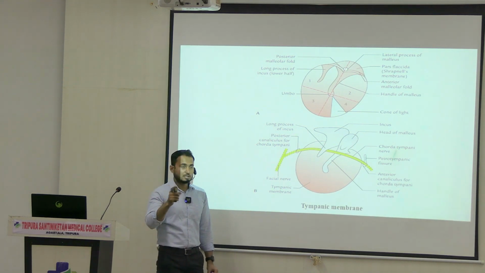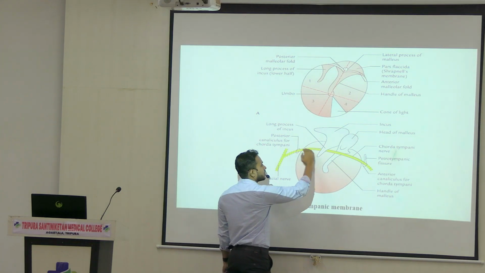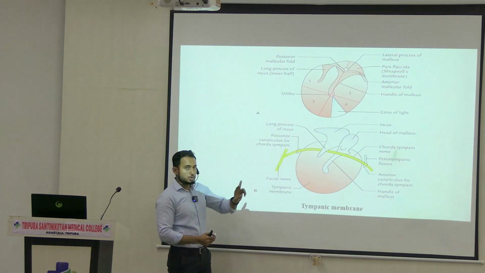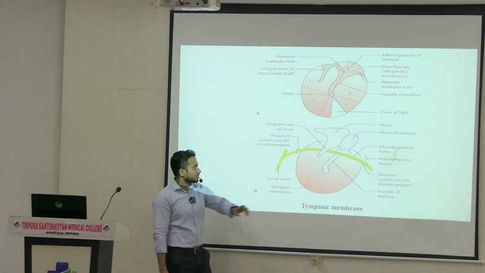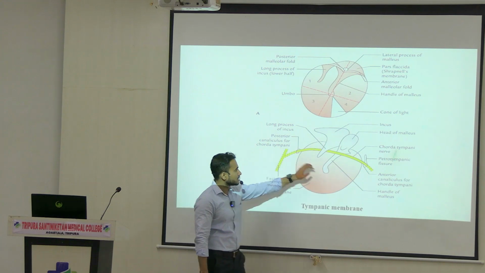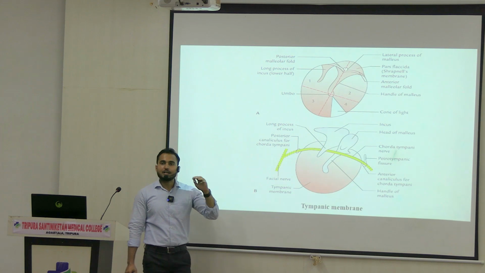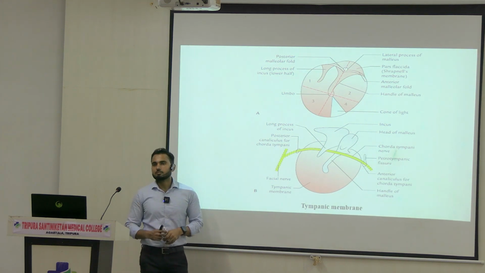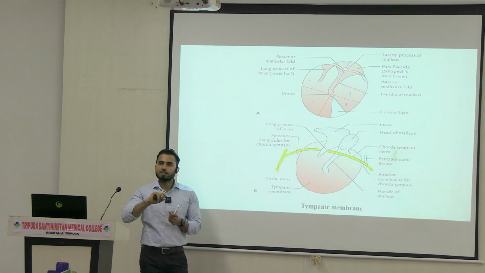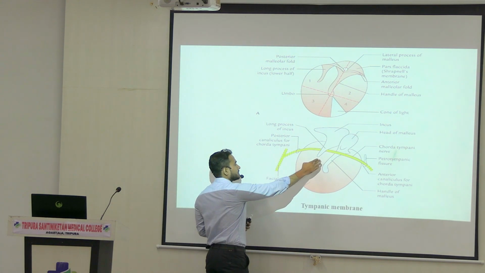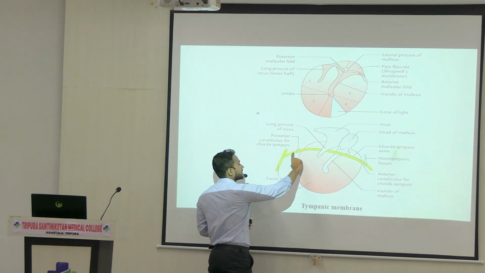Next, this is the course of the chorda tympani nerve. Two canaliculi are there for the chorda tympani nerve. Here you can see this is the posterior canaliculus, and here the anterior canaliculus. The nerve enters the middle ear cavity through the posterior canaliculus. So how is it entering the middle ear cavity? Through the posterior canaliculus, you can see.